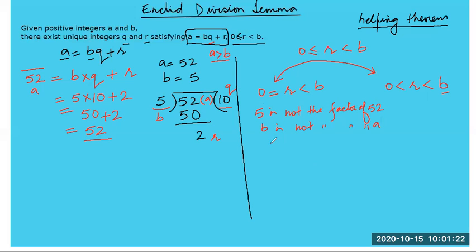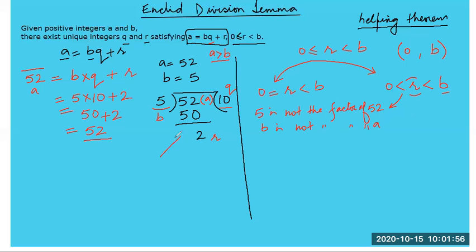When b is not a factor of a, students, then this condition would apply. r would be greater than 0 but less than b. The value of r, that is the remainder, will range between 0 and b, an open interval. It will be less than b and greater than 0. When b is not a factor of a, there will be a remainder greater than 0.